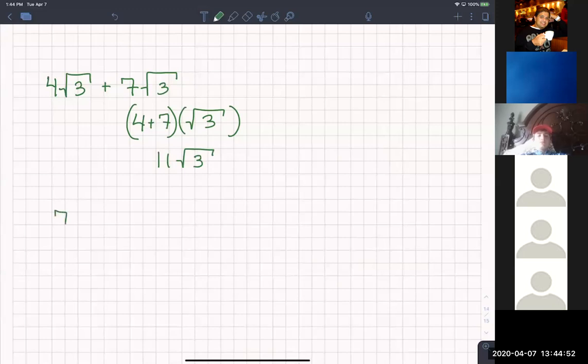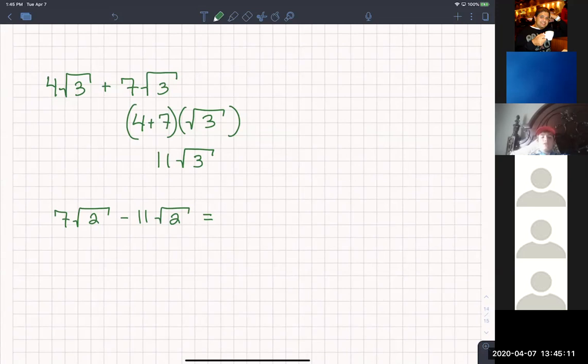Okay, so what would this be? 7 minus 11 is negative 4, so negative 4 root 2. Okay, so what if I gave you something like this?